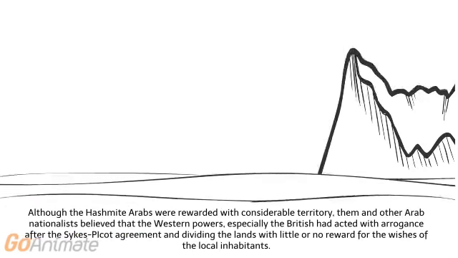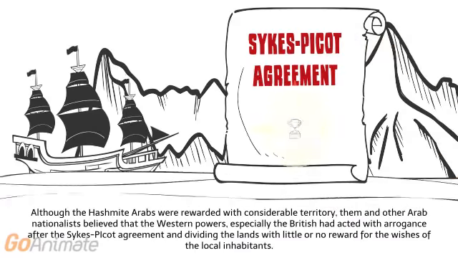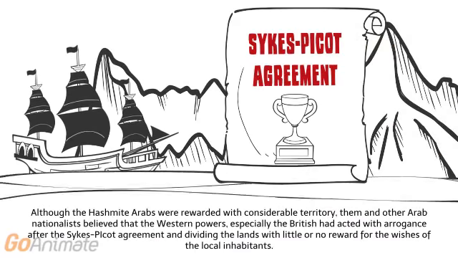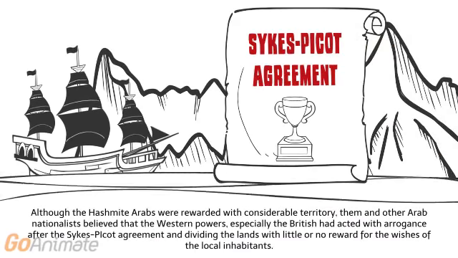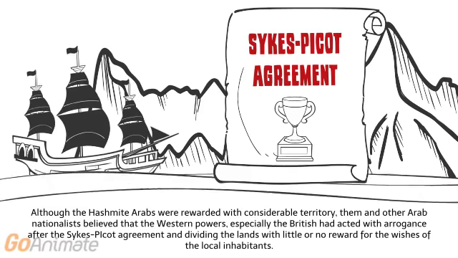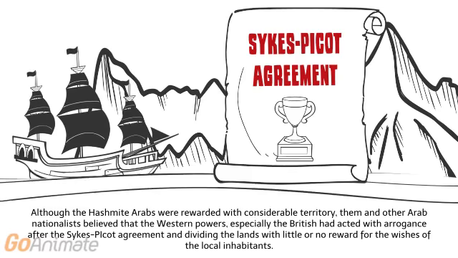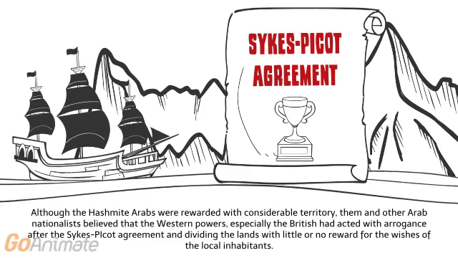Although the Hashemite Arabs were rewarded with considerable territory, they and the other Arab nationalists believed that the Western powers, especially the British, had acted with arrogance after the Sykes-Picot Agreement, dividing the lands with little or no regard for the wishes of the local inhabitants.